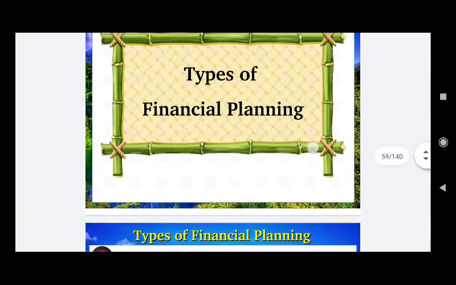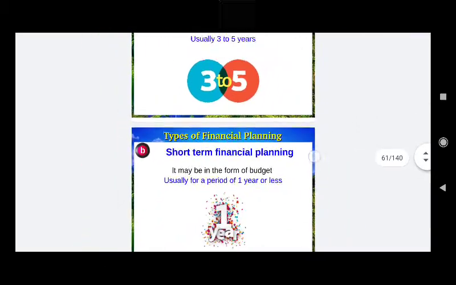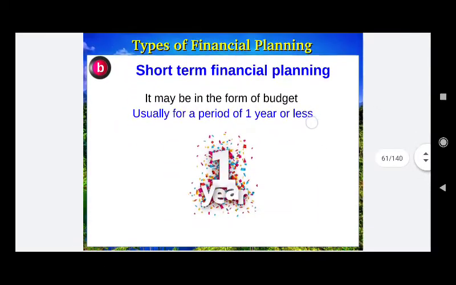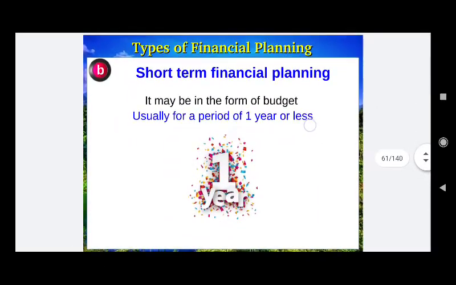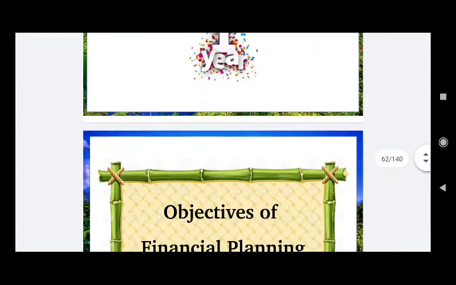Then comes types of financial planning. The long-term financial planning focuses on capital expenditure for long-term growth, which usually involves 3 to 5 years of time span, in which companies plan to invest money in their projects. Then comes the short-term financial planning. It may be in the form of a budget, and it is usually prepared for a period of 1 year or less.